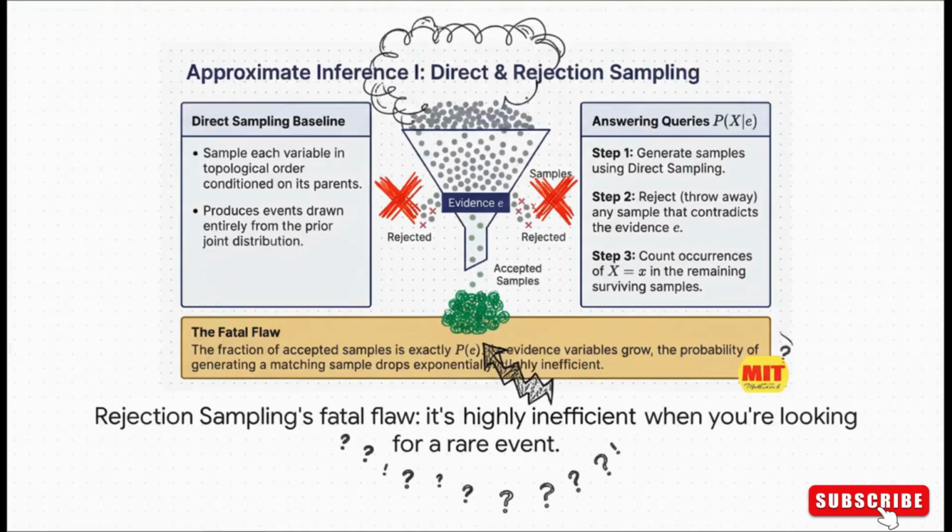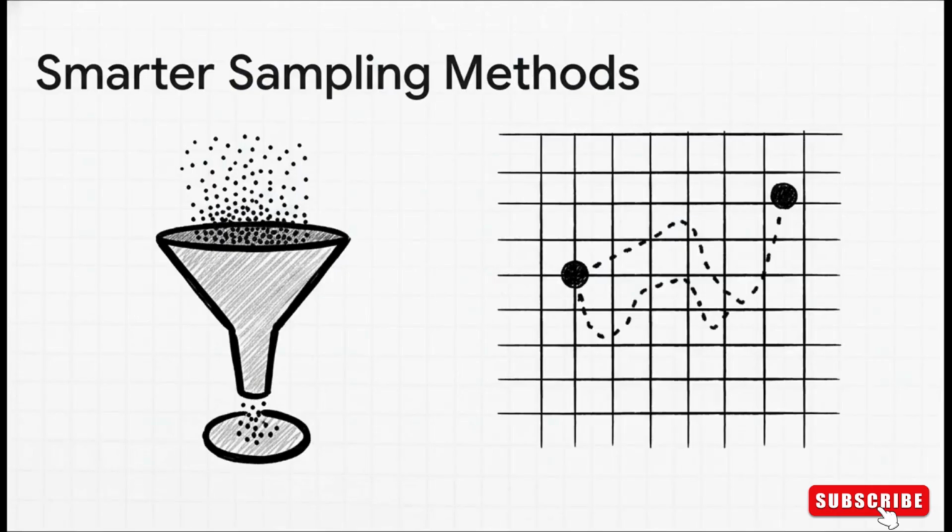So one of the first ideas for getting an approximate answer is called rejection sampling. The idea is you generate a ton of random scenarios, and then you just throw away any that don't match the evidence you have. But its fatal flaw is pretty obvious, right? If you're looking for something rare, you're going to be throwing away almost all of your work. It is shockingly inefficient.